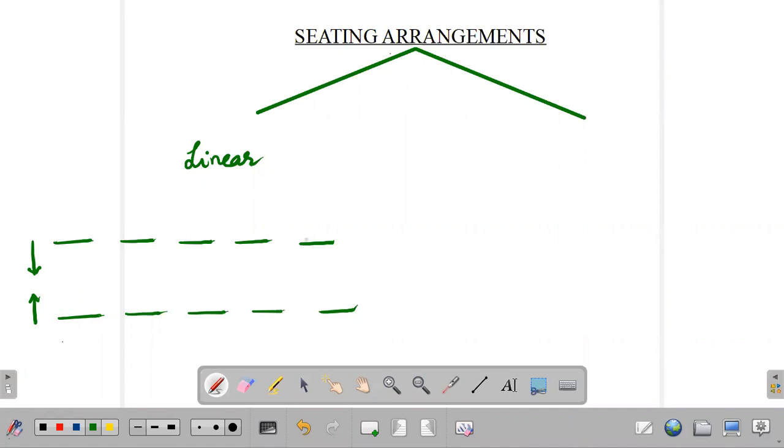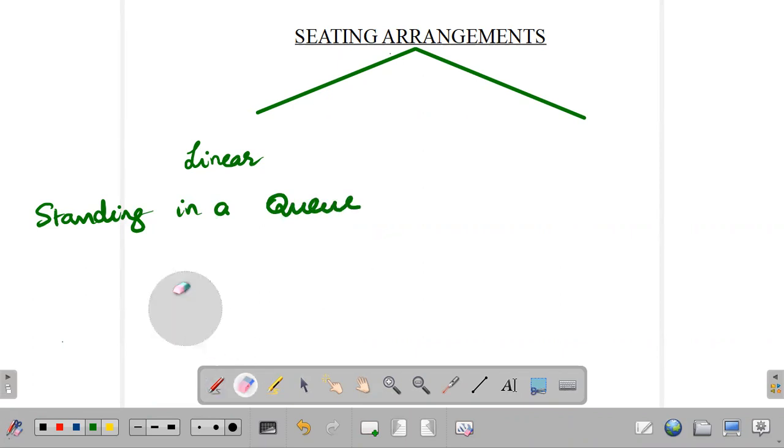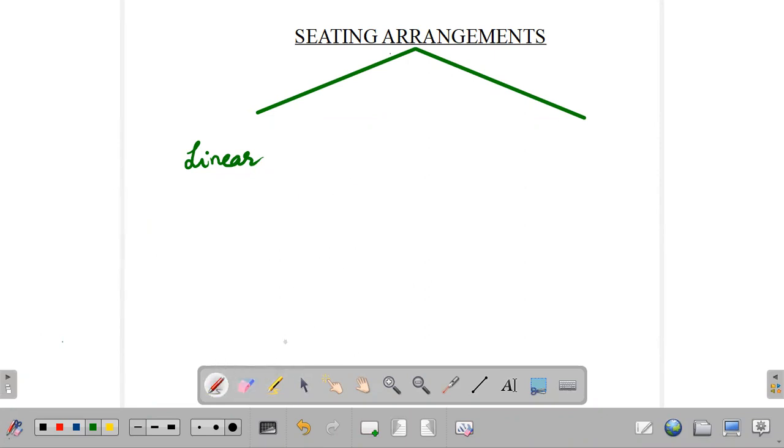So linear seating arrangement may be something like people sitting in rows, or it can even be people standing in a queue. This is another example where you are likely to see linear seating arrangement. So seating arrangement, linear is there.